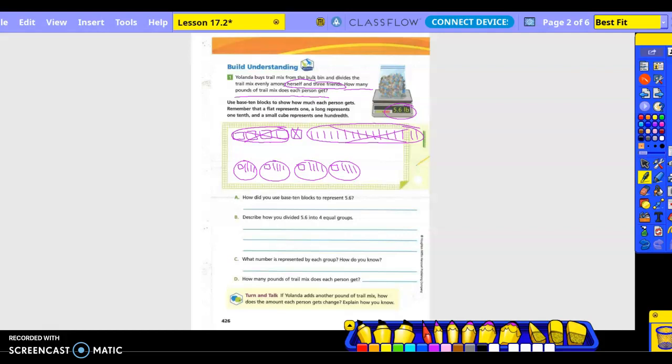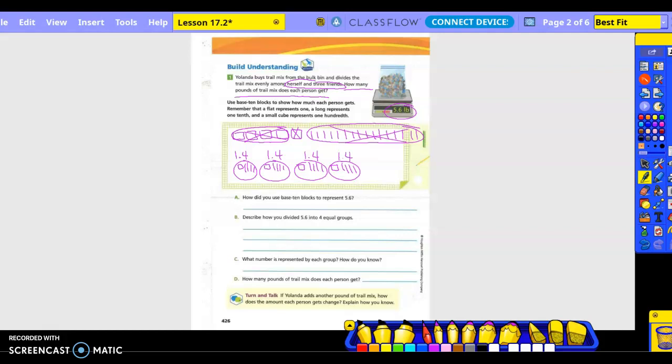Do I have a flat? Yes. So 1 decimal. How many longs? 4. So 1.4, or 1 and 4/10. Do I have any small cubes? No. So every one of these equals 1 and 4/10. And then of course if I add them all together, I should get 5 and 6/10.